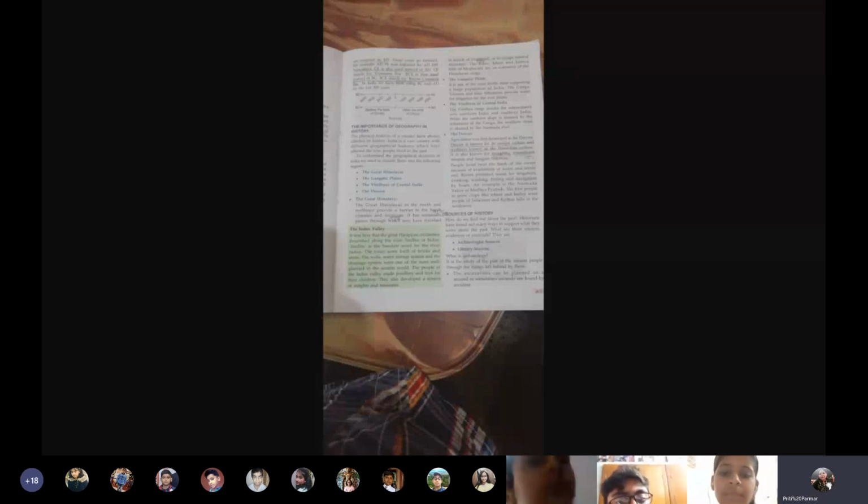Now, people lived near the banks of the rivers because of the availability of water and fertile soil. The rivers provided water for irrigation, drinking, washing, fishing, and navigation by boats. An example is the Narmada Valley of Madhya Pradesh. The first people to grow crops like wheat were people of Suleiman, Lahore, in the northwest.